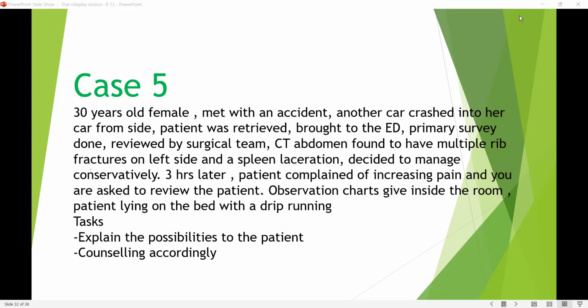Sorry, I forgot to ask your name. Janice. Janice, okay. So look, Janice, I understand you had a car accident, and we did all the required scans and tests. That shows that you had a few fractures on your ribs, and also there was a laceration or tear in your spleen. That's an organ within your tummy. Can you please tell me a little bit more about the pain you have? Where exactly is the pain? It's my tummy, doctor. It's all over. Okay.